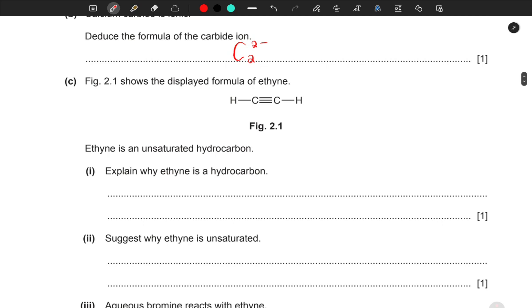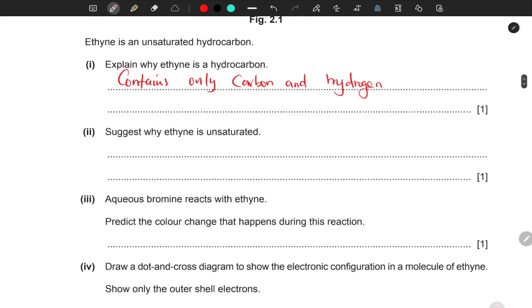Ethane is an unsaturated hydrocarbon. Explain why ethane is a hydrocarbon. Well, anytime we hear hydrocarbon, it means a compound containing hydrogen and carbon atoms. So here we are just saying it contains only carbon and hydrogen. That's all.